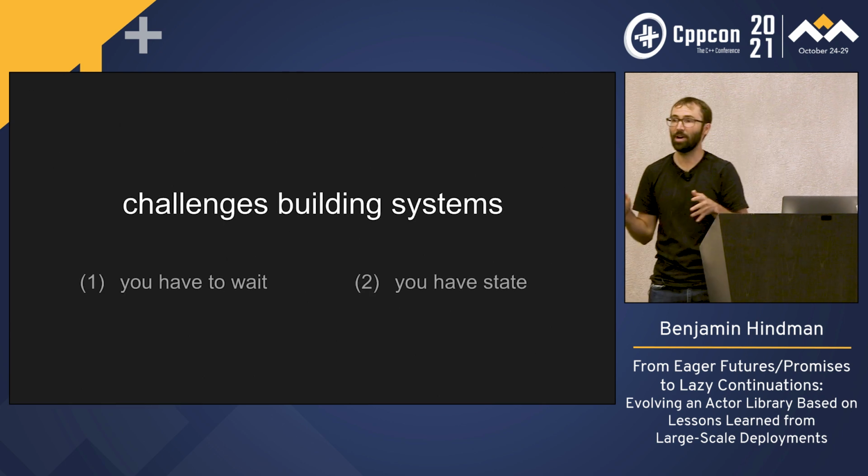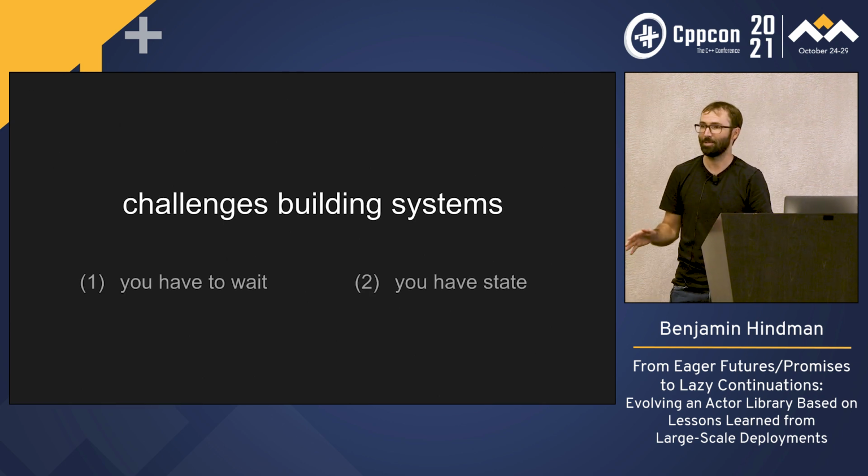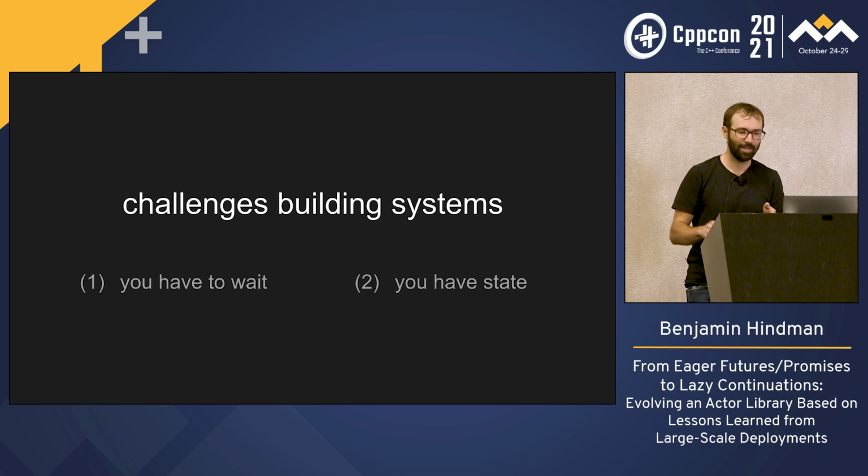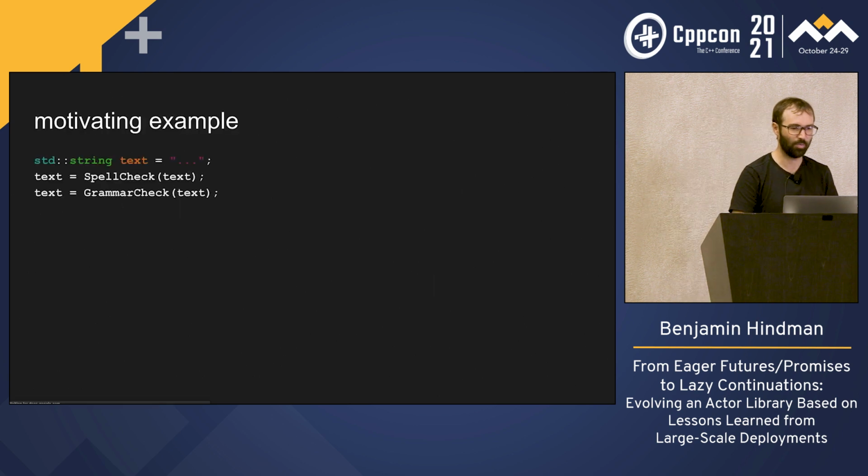The first one is that when we're writing systems, we have to wait. And I'm going to talk about what I mean by that in just a little bit. And the second one is that we have state. There's not really anything we can do about it. So what do I mean by we have to wait?